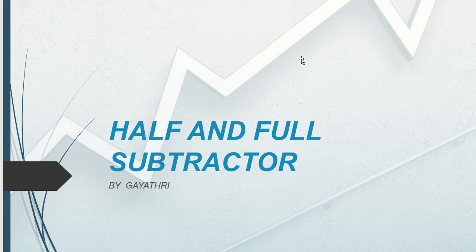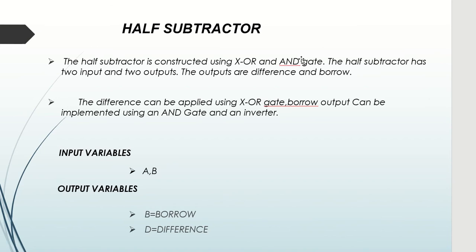Yes, today we are going to discuss half and full subtractor. First of all, what is a half subtractor? A half subtractor is constructed using XOR and NAND gate. The half subtractor has two inputs and two outputs. The outputs are difference and borrow.